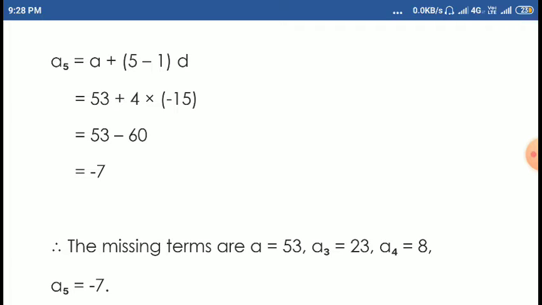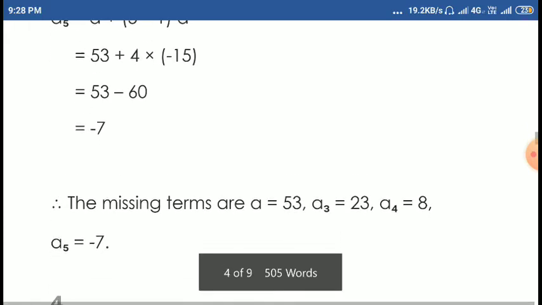The missing terms of the AP are: the first term a is 53, the third term a3 is 23, the fourth term a4 is 8, and the fifth term is equal to minus 7.